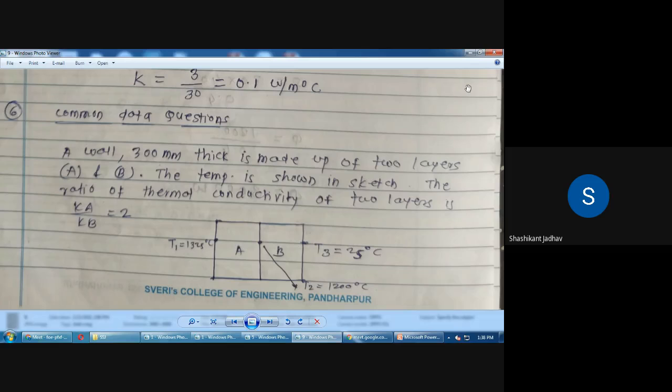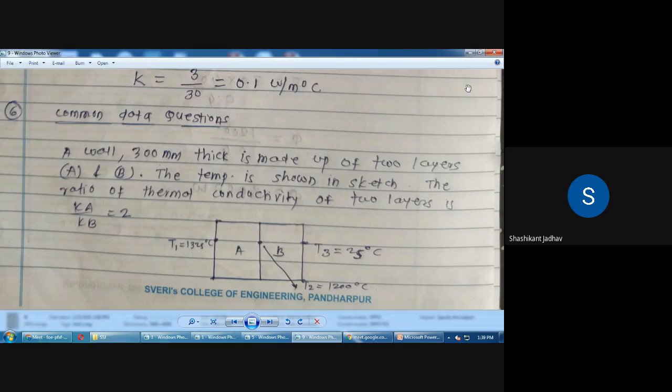So how to find this? Anyone? What is the mechanism to find these values? First of all, we have to write down the equation for the heat transfer through section A. What is the equation to find the heat transfer through that particular section A? That is Fourier's law of heat conduction. So we write the equation for section A, that is, heat transfer through section A, QA.